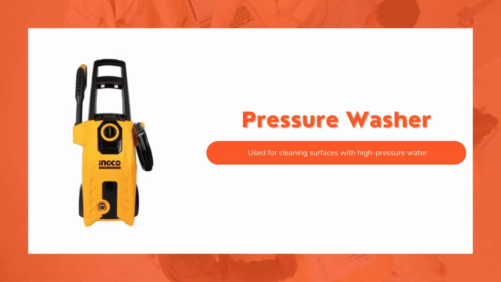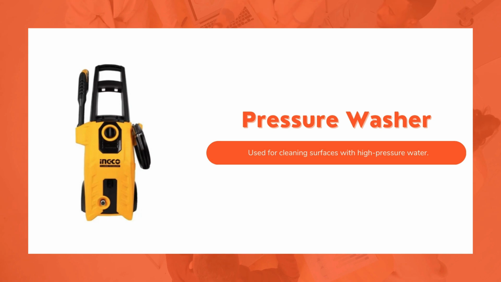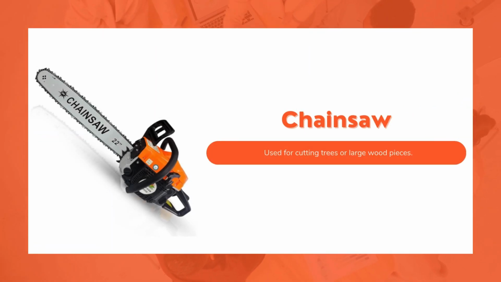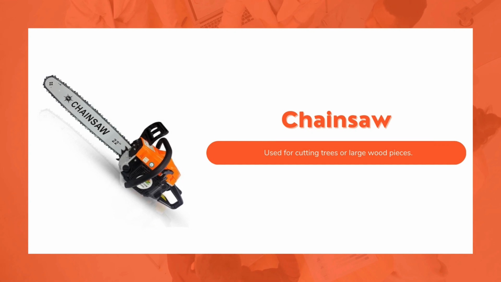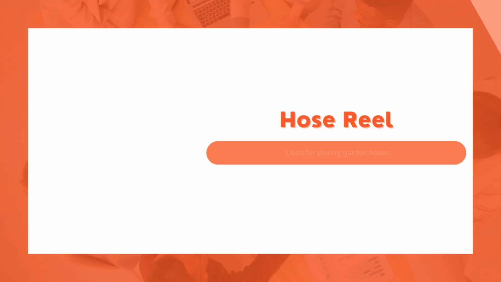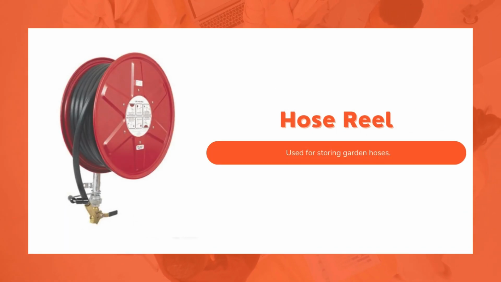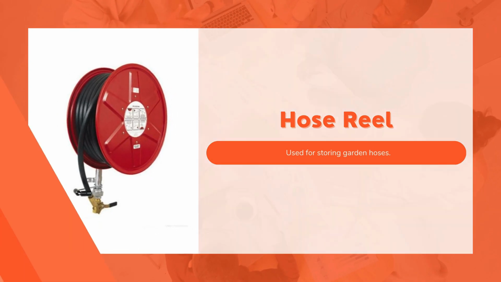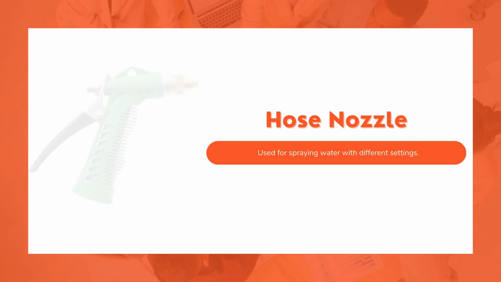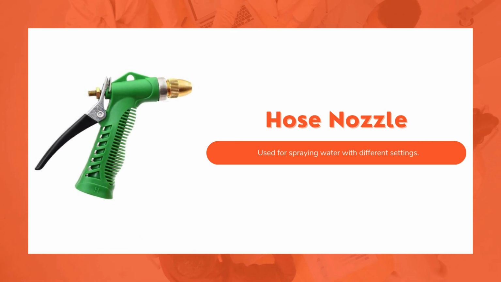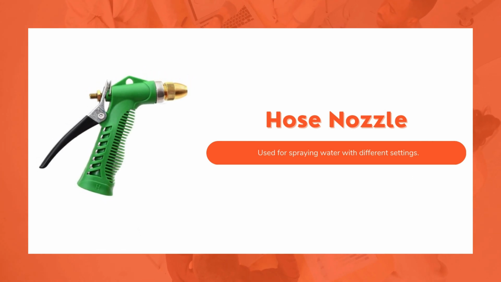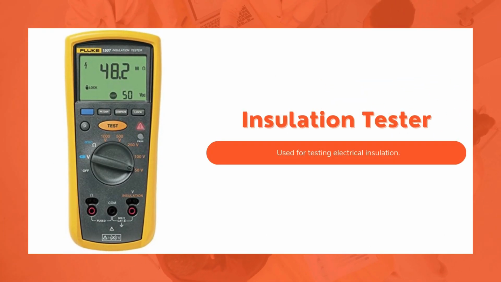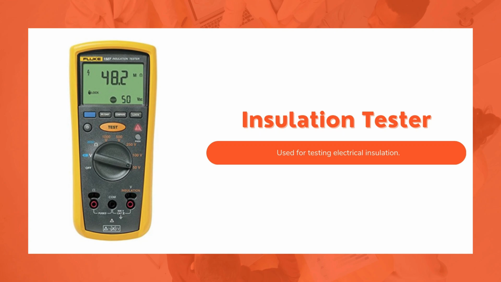Pressure washer used for cleaning surfaces with high-pressure water. Chainsaw used for cutting trees or large wood pieces. Hose reel used for storing garden hoses. Hose nozzle used for spraying water with different settings. Insulation tester used for testing electrical insulation.